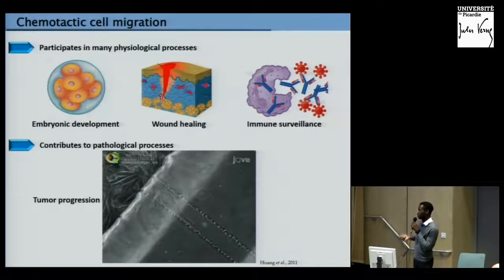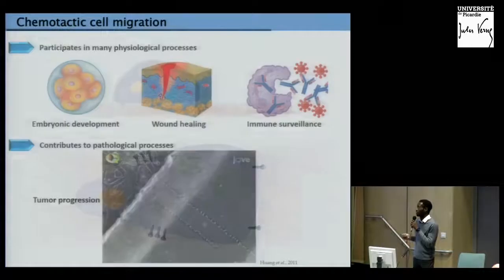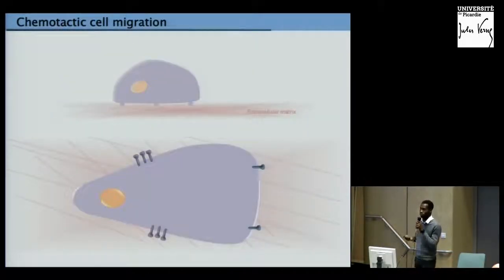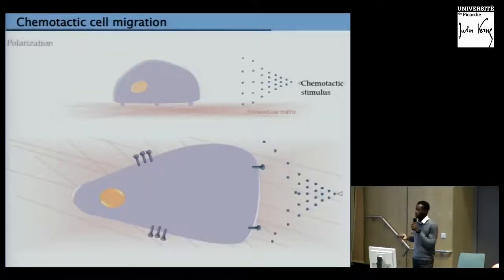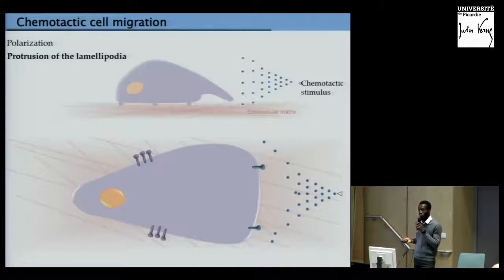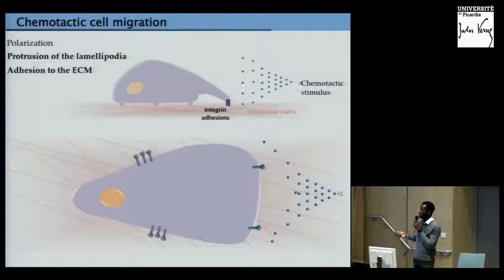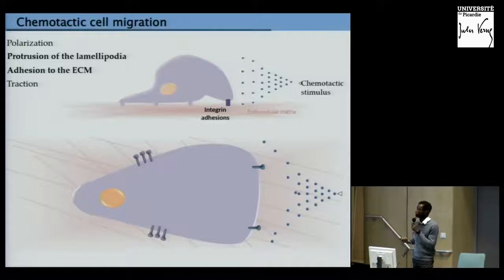You can see in this video, for example, a brain tumor stem cell escaping the mass and migrating through a microfluidic system. So let me start by introducing the different steps involved in chemotactic migration. In response to a chemotactic stimulus, the first step is the polarization of the cell and the formation of the front end of a structure called the lamellipodia. The lamellipodia is stabilized by forming integrin-mediated adhesions with the extracellular matrix, and this allows the cell to contract and translate the cell body forward. And this is then followed by de-adhesion at the rear end.